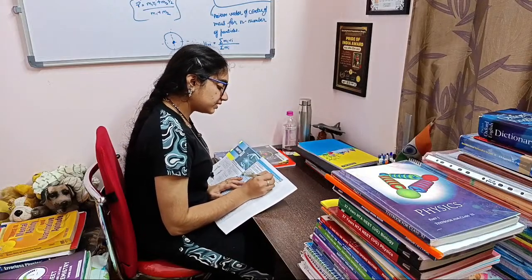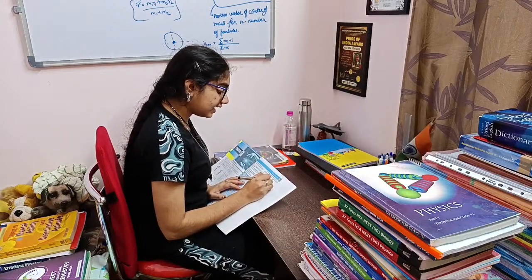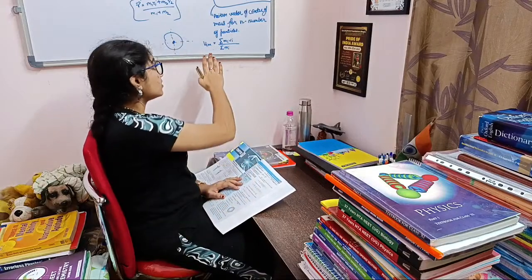If a system of particles of masses m1, m2, m3 move with accelerations a1, a2, a3, then the acceleration of the center of mass.